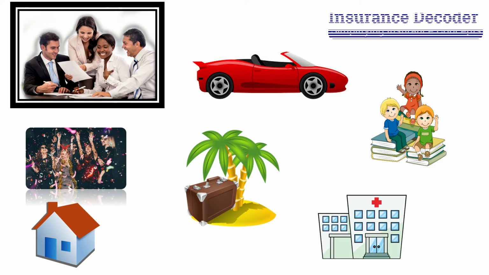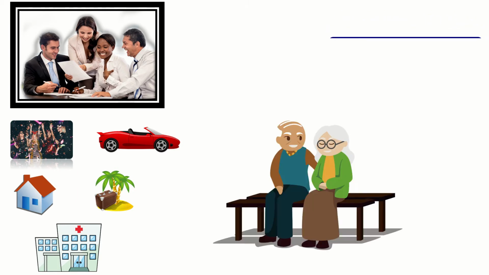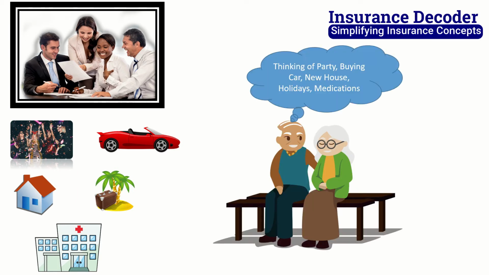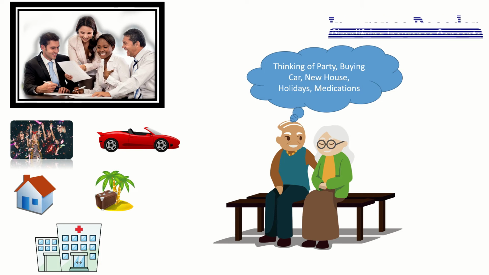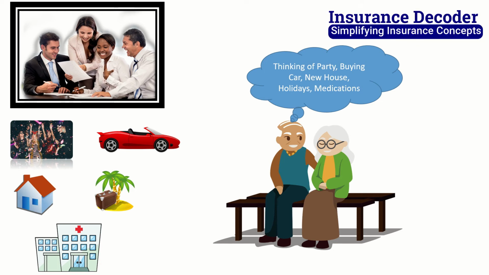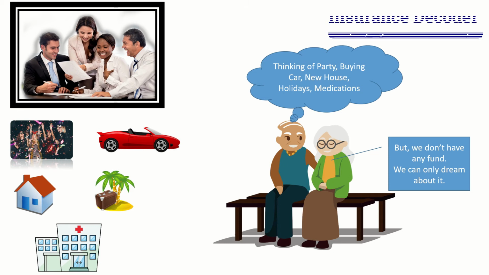But what happens if the person is retired? He still has dreams to party. He still wants to go on a foreign vacation. He still wants to buy a good car. He still wants to buy a good house, and he may be having different kind of medical requirements. And generally those medical requirements increase when you grow old. So this person thinks that he wants to buy a car, new house, holidays and medications, but his wife consoles him saying that we can dream only because we do not have big funds.